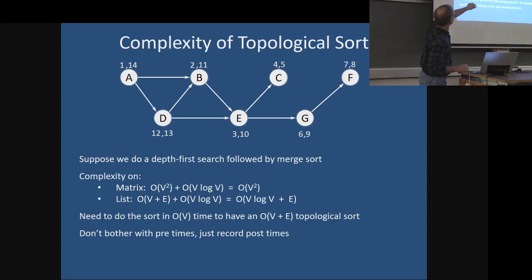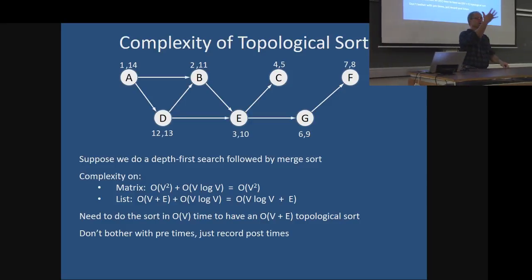F. No, C. C has the lowest post time. So if we're skipping the pre-times, it would have a post time of 1. So as soon as you find a post time, you stick it at the end of the array. The next one that gets a post time, you stick next to that element at the end of the array. So you just fill in the array backwards.